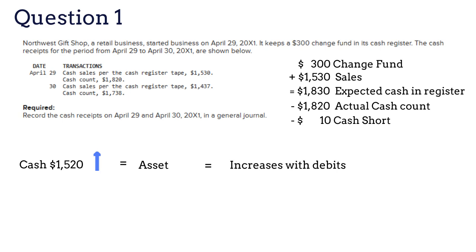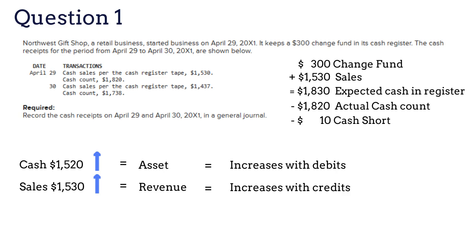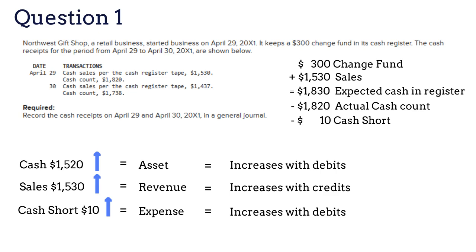That means we debit cash for $1,520. Sales increased by $1,530. Sales are revenue, and revenue increases with credits. That means we credit sales for $1,530. Last, we have the cash shortage of $10. A cash shortage is an expense whereas a cash overage is treated like revenue. So, here we have a cash shortage which is an expense and expenses increase with debits.